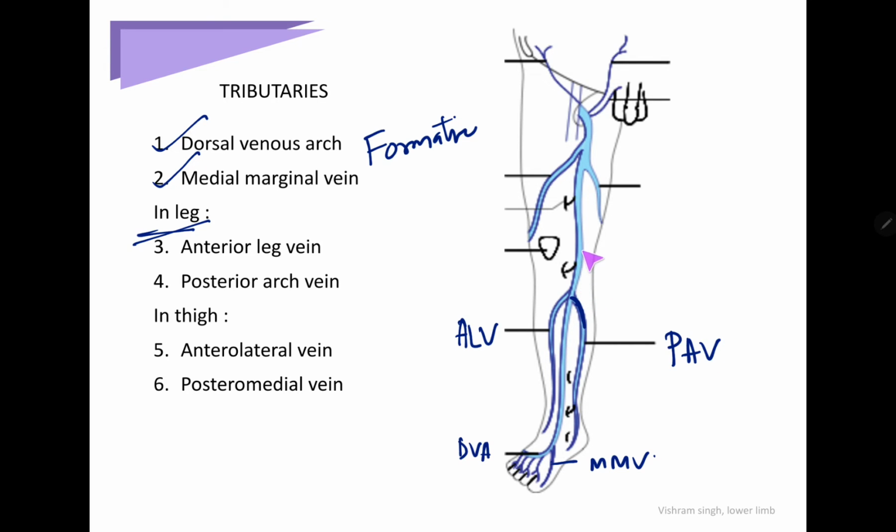Now again, the great saphenous ascends upwards, reaches the thigh. Here you can see this is the lateral aspect of the thigh, and this is the posteromedial aspect of the thigh. So the veins have been named accordingly. This is the anterolateral vein, and this is the posteromedial vein. So here you have seen 6 tributaries starting from the foot, 2 in the leg and 2 in the thigh.